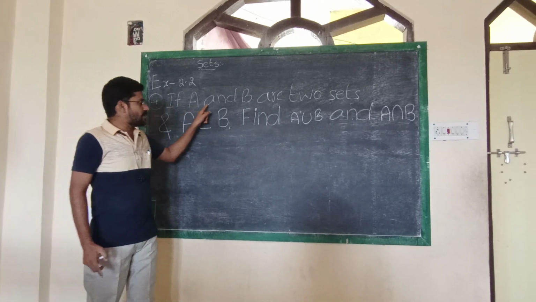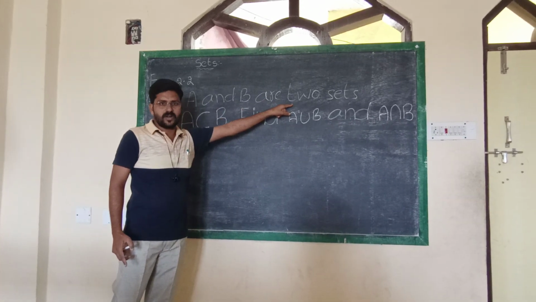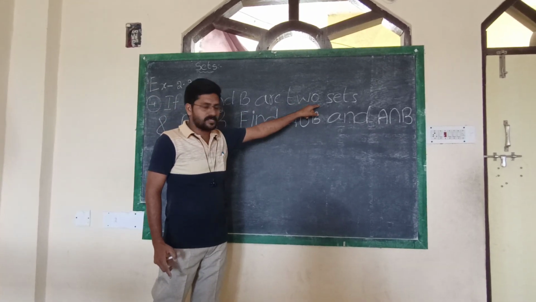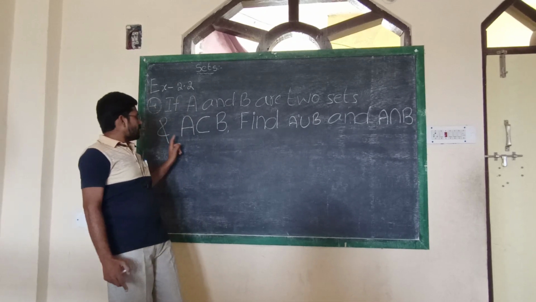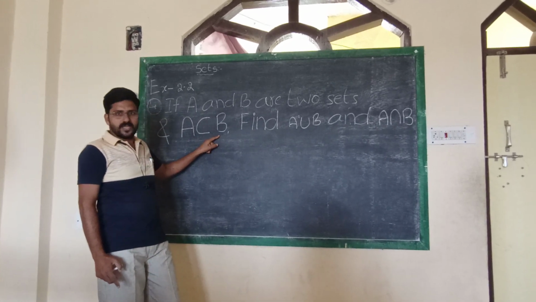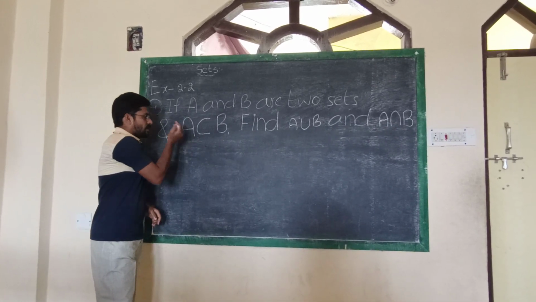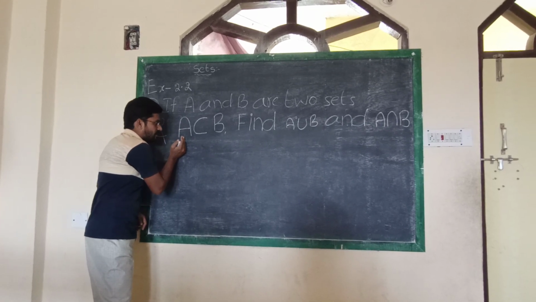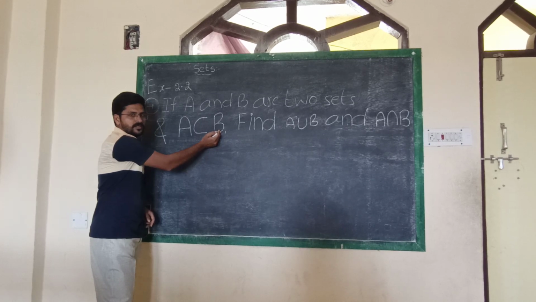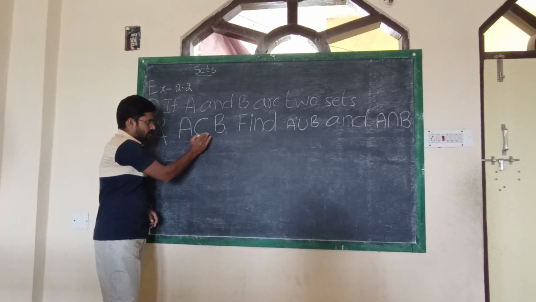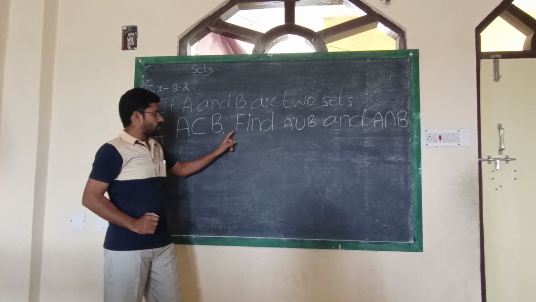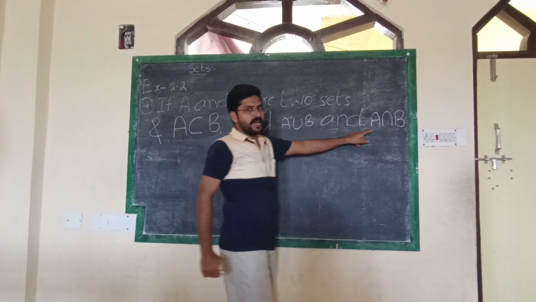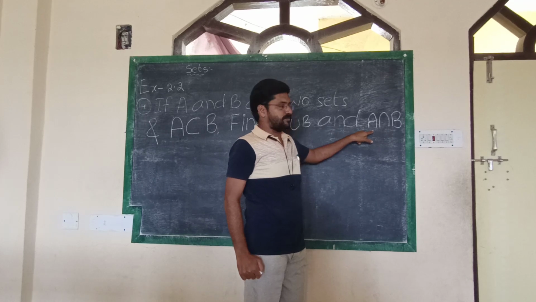If A and B are two sets, and A is a subset of B. A is a subset of B means what? All the elements in set A belong to B. So that is A subset B. Then what we have to find? We have to find A union B and A intersection B.